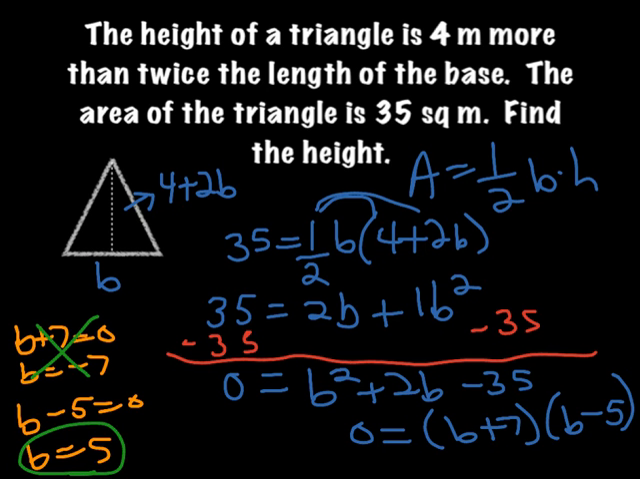And if I go back up and read the problem, it actually asks me to find the height. So what I'm going to do is, instead of b, now that I know what b is, I'm going to plug in 5. So my height is going to be 4 plus 2 times 5, or 4 plus 10, and my height is 14 meters.